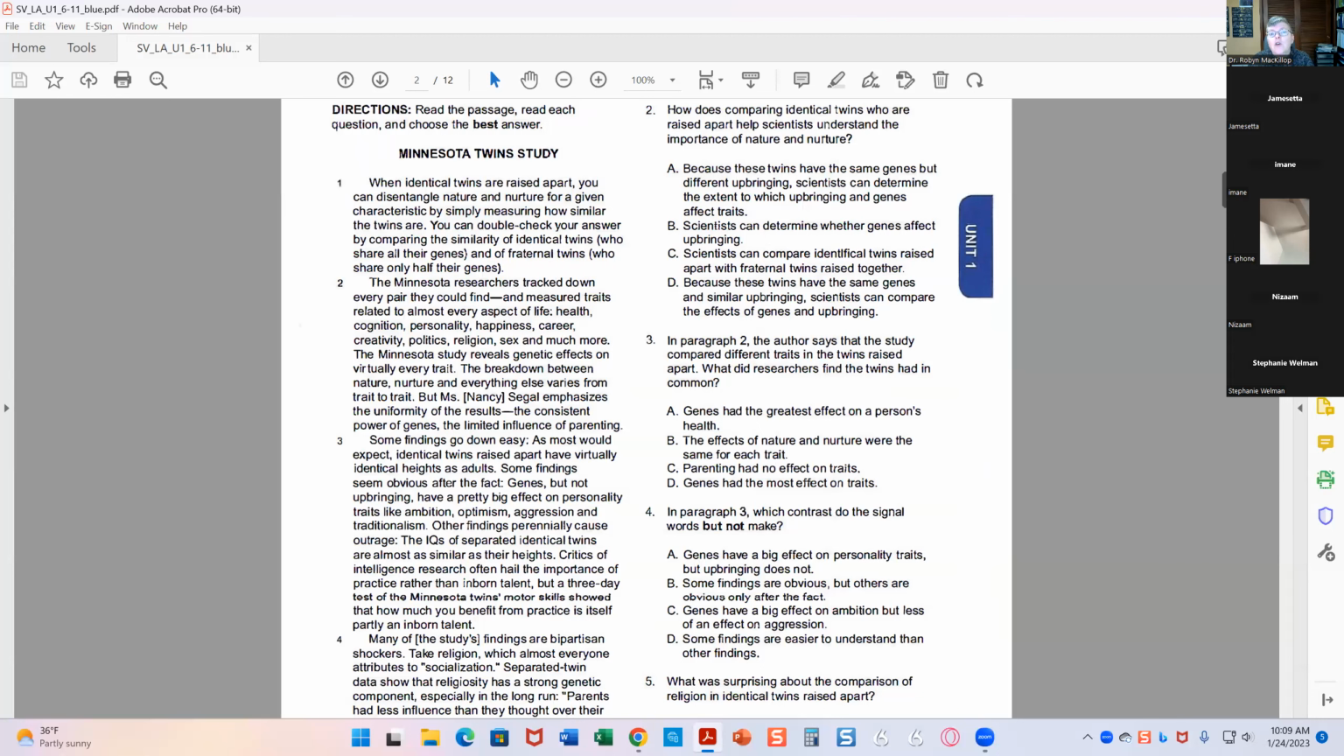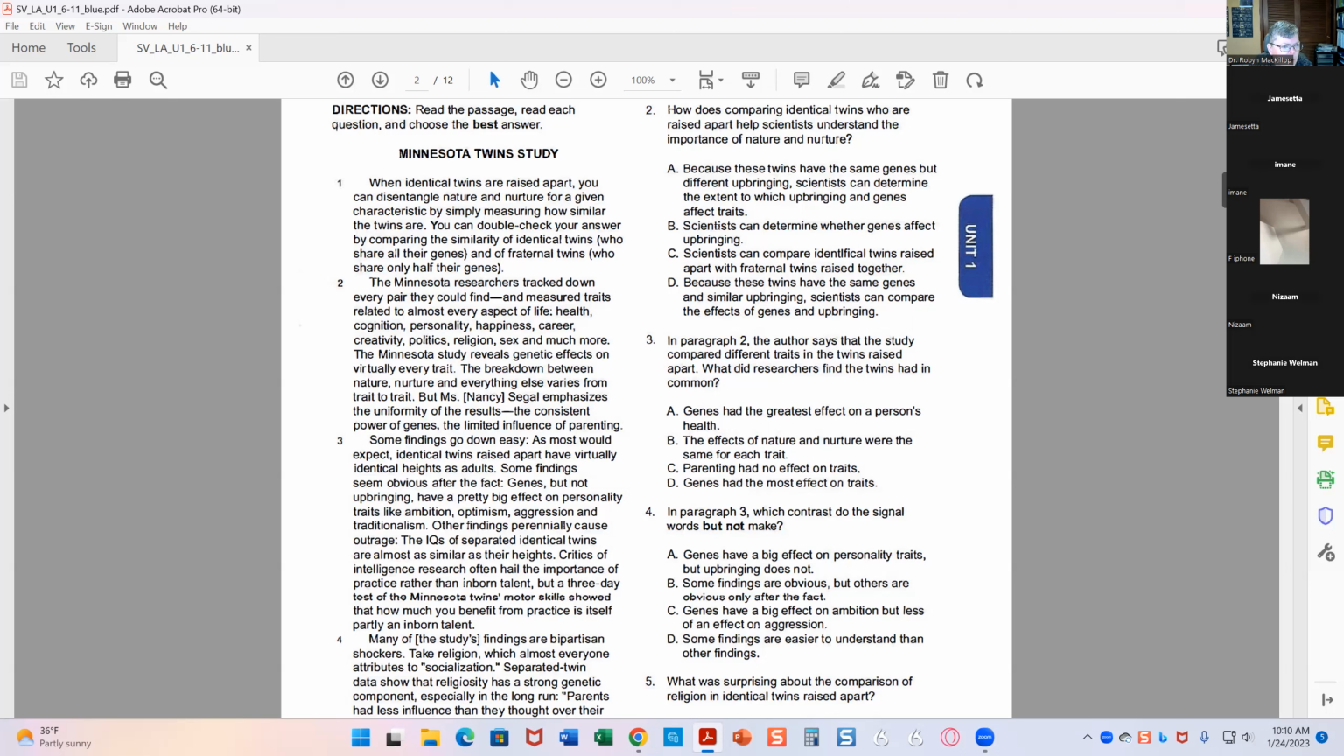GED loves to give you questions where you're comparing two things. Love it. And the writing is always a comparison where you're picking a side and saying, well, I'm with this side because. All right, so Minnesota Twins study. We've got 1, 2, 3, 4 questions.